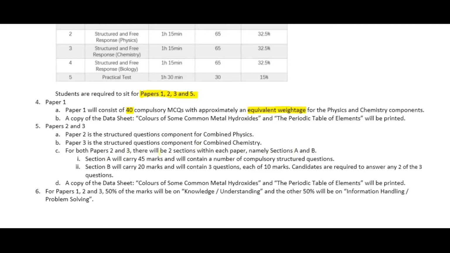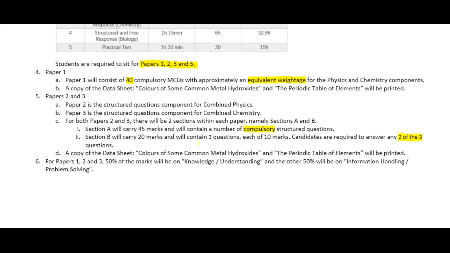Section A will be 45 marks and consists of compulsory structured questions, right? On the other hand, section B will contain 3 questions whereby the student will only need to answer 2 out of the 3 questions. So there will be 3 questions that the students can choose from. All 3 questions will be 10 marks each, and candidates are only required to choose 2 out of the 3 questions to answer. And once again, the colors of metal hydroxides and periodic table will be provided for the chemistry paper, which is paper 3.